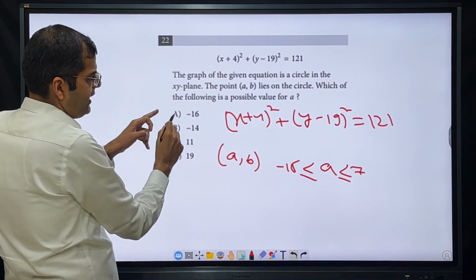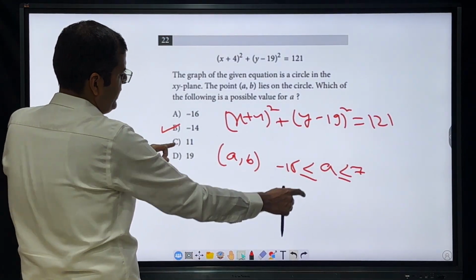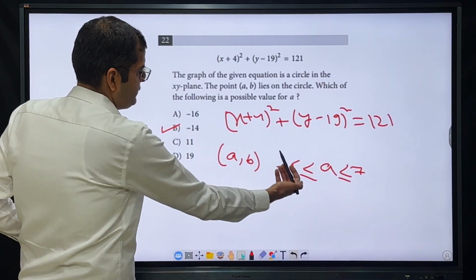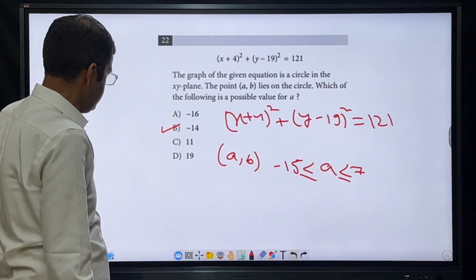Minus 16 doesn't lie in that. Minus 14 lies, so that is the answer. If you check the other, 11 doesn't lie in this range and 19 also doesn't lie in this range. So a goes from minus 15 to 7. Minus 15 to 7. So minus 14 is the answer here.